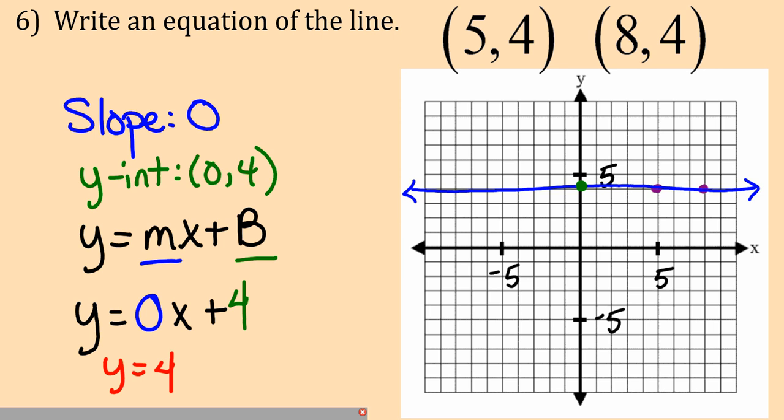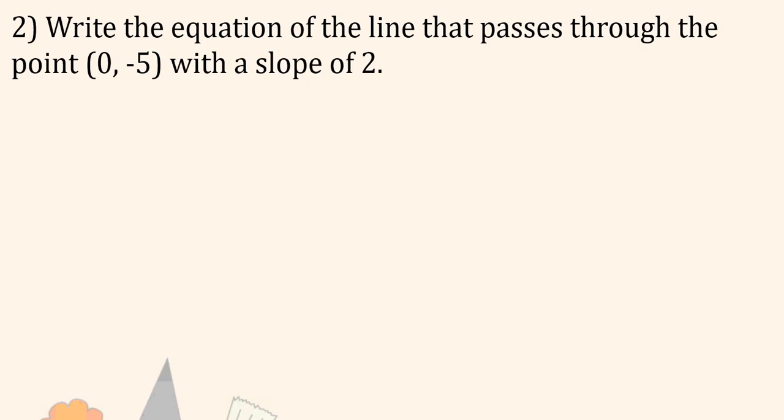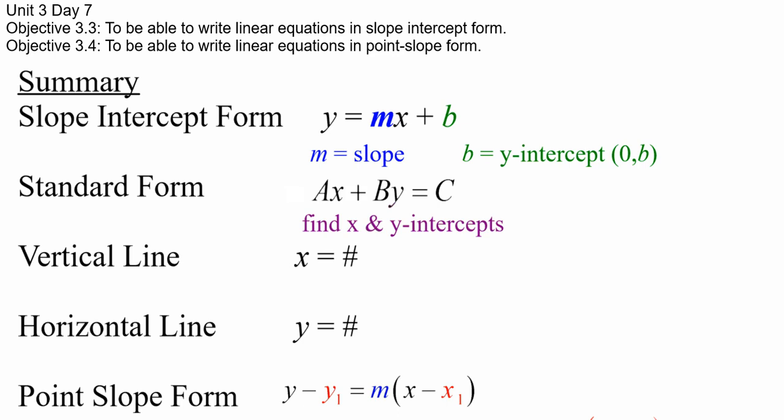Now, if you were writing it in point-slope format, you would notice that it would simplify to give you the same thing: y equals 4. So we've gone through again writing the equations of lines, whether we're given 2 points, whether we were given a graph, or whether we were given just a written scenario with some requirements. You're going to practice again doing those items, trying to decide which would be the best format of the equation to use, slope-intercept form or point-slope form.